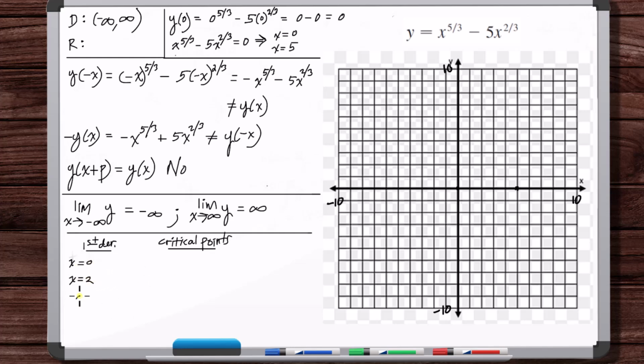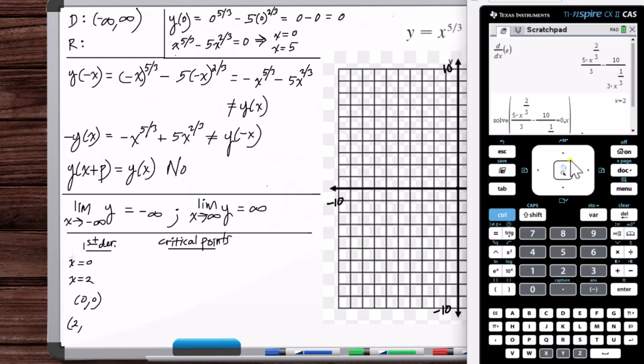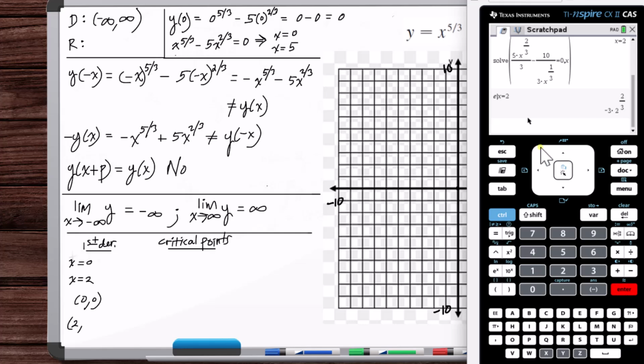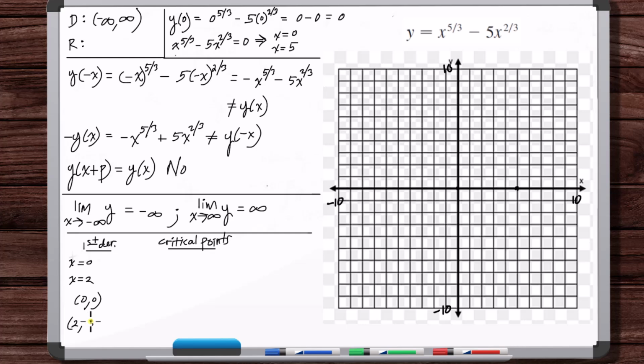All right, and so we know 0, 0 is one of those points. And then what is the function evaluated at 2? So e with x equal to 2 is minus 3 times 2 to the 2/3. Okay. Now the second derivative.